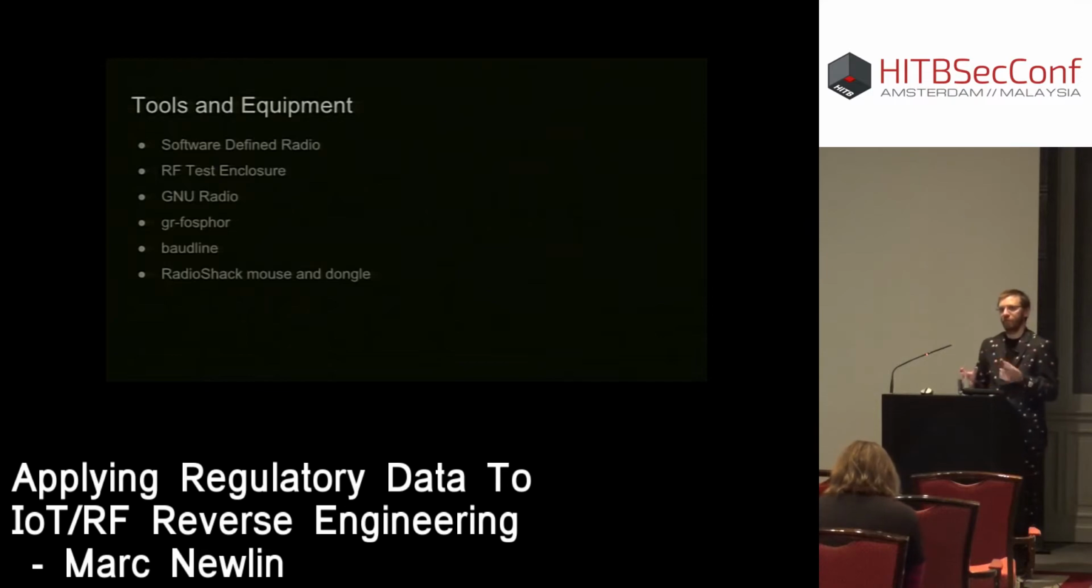So there are a number of tools that are useful for this kind of scenario. You generally want a software-defined radio. That's hard to do without. An RF test enclosure or Faraday cage is very, very nice for multiple reasons. You can get rid of any noise in the environment, and if you're fuzzing and whatnot, you can keep that contained. GNU Radio is a great software suite for abstracting away all of the signal processing and radio side of this. And so that allows you to not have any deep background in this, but still be productive. And then gr-fosphor is a spectrum visualization tool that you use with GNU Radio. Baudline is another spectrum visualization tool with GNU Radio. And then you need the device you're going to look at.